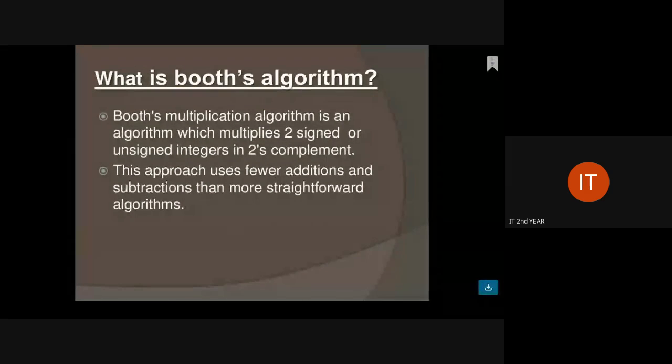Firstly, what is the Booth algorithm? The Booth algorithm is an algorithm which multiplies two signed integers or two unsigned integers along with the concept of 2's complement. We have already discussed the 1's complement and the 2's complement in the previous videos. Just go and check those videos. This is a basic approach which uses fewer addition and subtraction operations than the straightforward algorithm of basic binary multiplication.